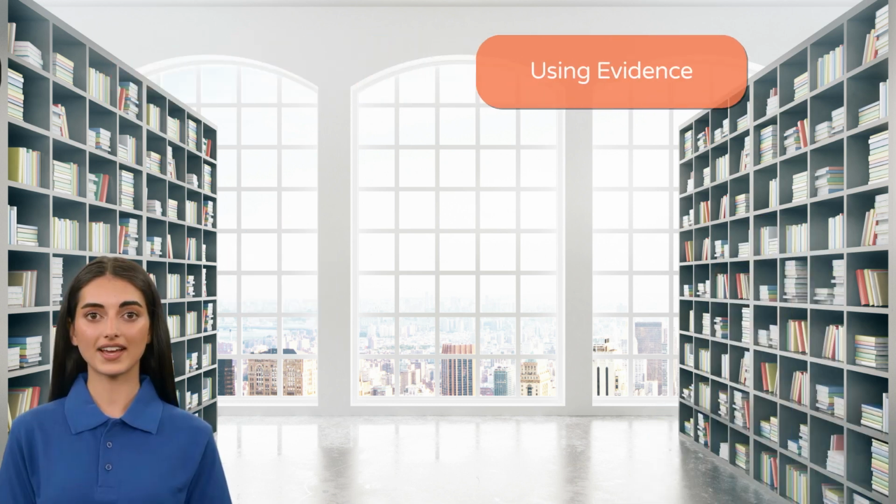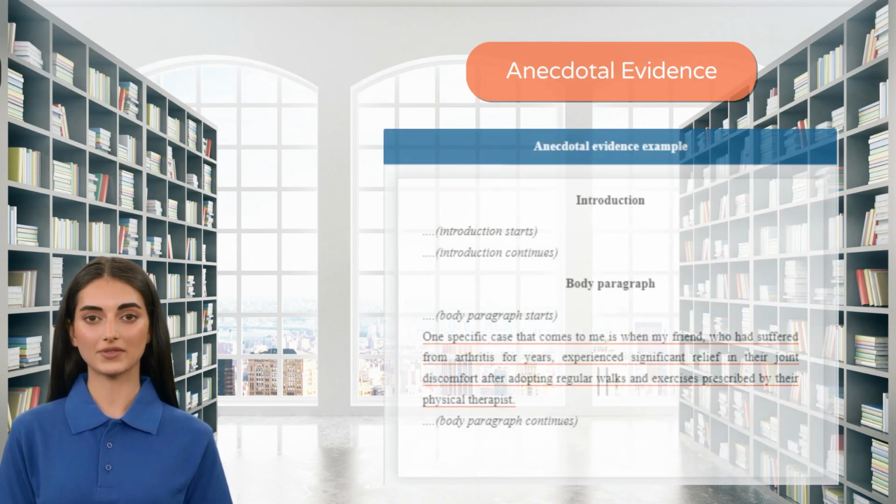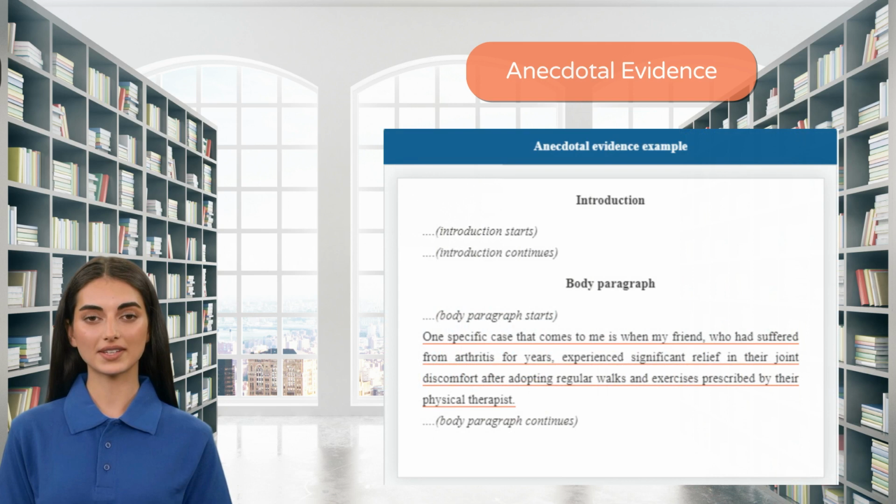There are different types of evidence you can use after the topic sentence. The first is anecdotal evidence. These are interviews or case studies related to the topic used as testimonials. This example uses a previous case where regular walks helped with joint pain to back up its claim.